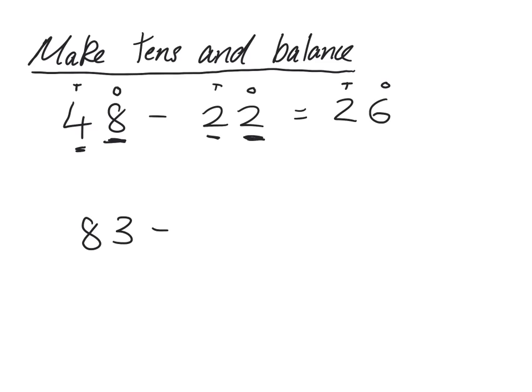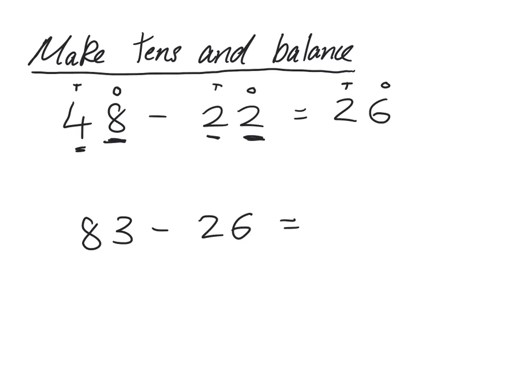83 take away 26. Now, we can't do what we did above, because in this case, we've got 3 and we're trying to take 6 away. You can't do that. So we're going to need another strategy. And that strategy is make tens and balance.